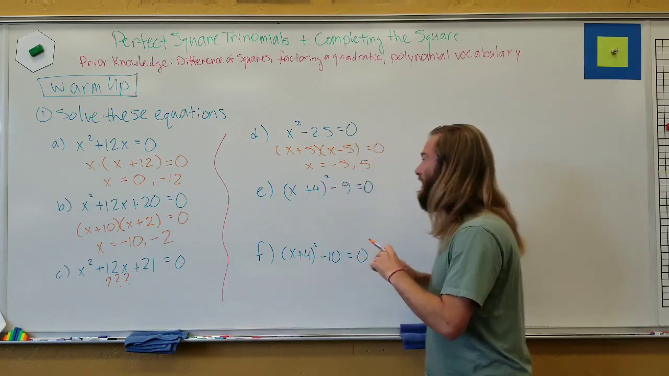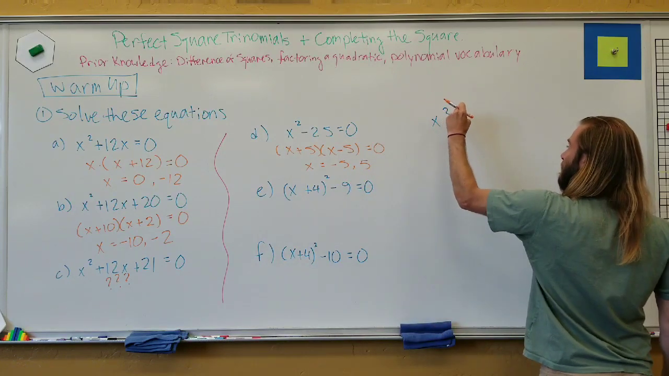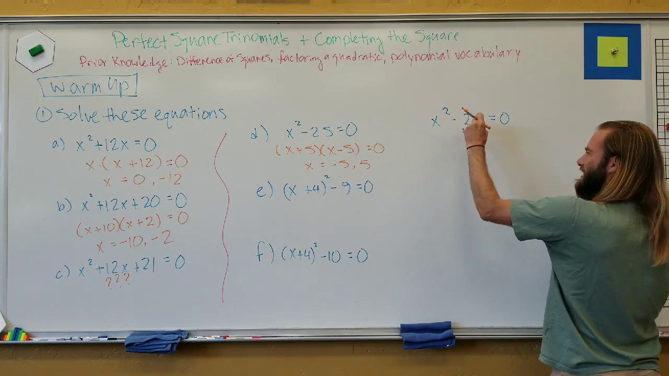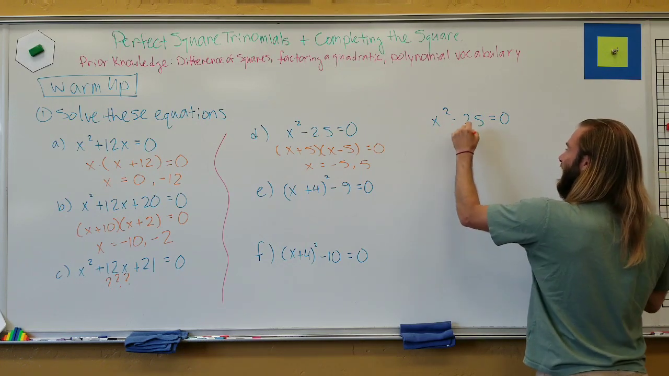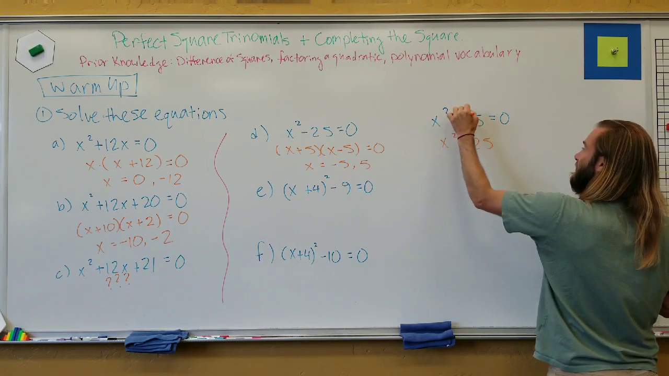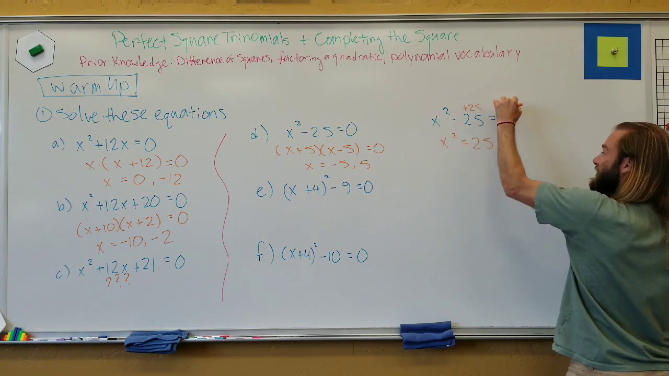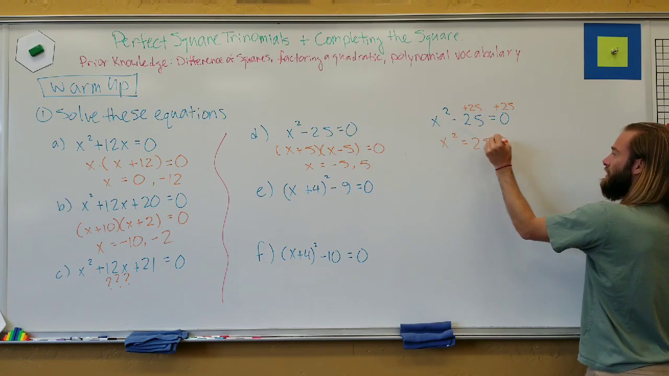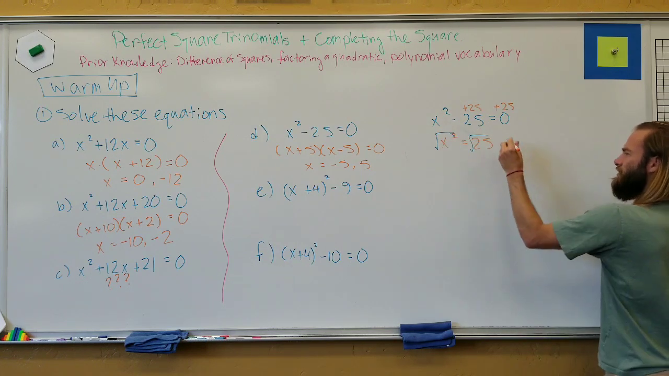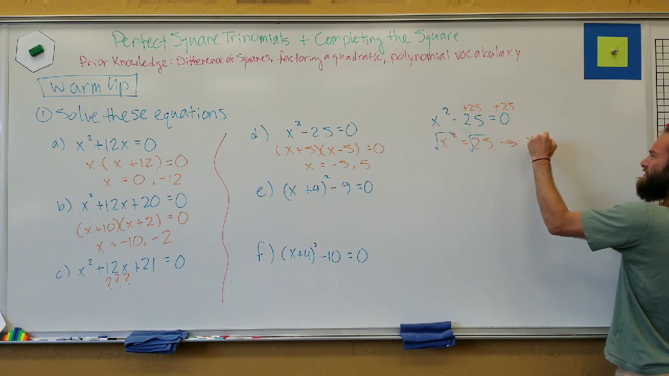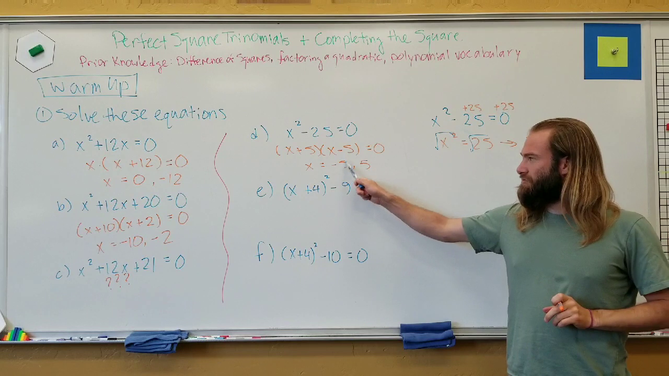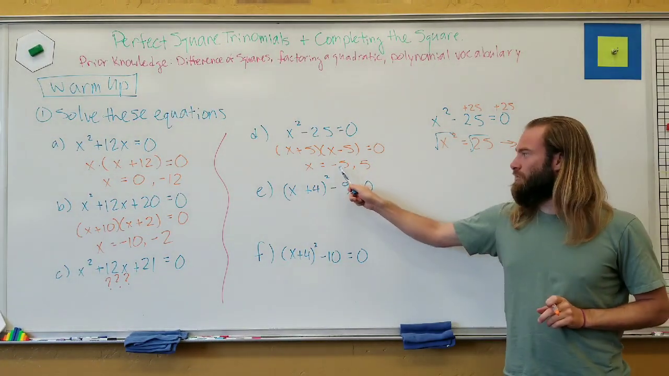But I do want to remind you that we could actually solve this one by backtracking. If I add 25 onto both sides, I get x squared equals 25. And then from there, I would want to do a square root on both sides. But remember, if I just take the square root of 25, I get x equals only 5. But we know from this way that there's actually plus or minus 5 that works.